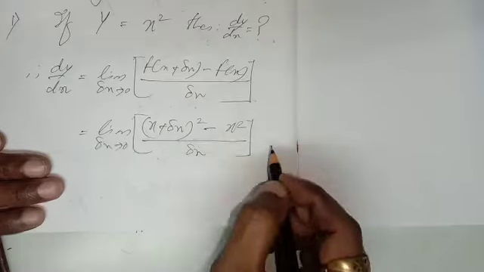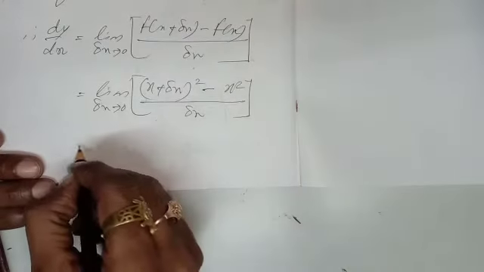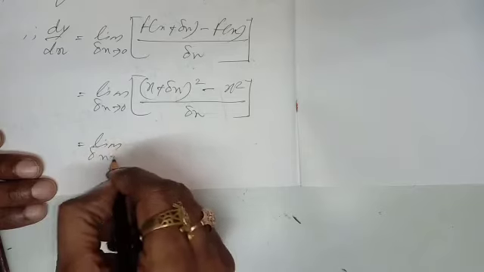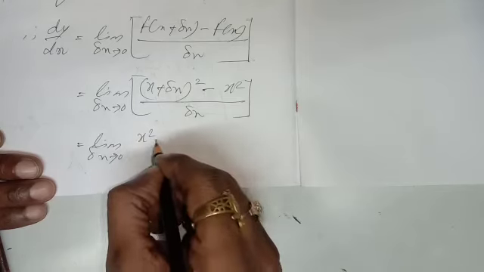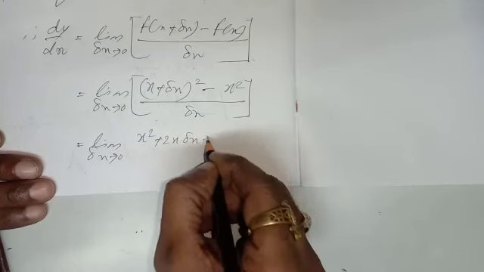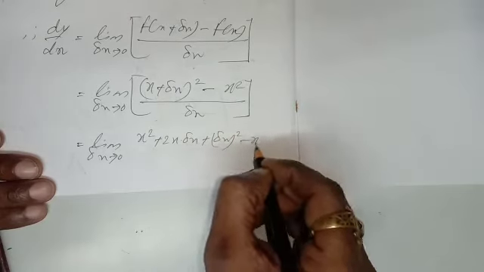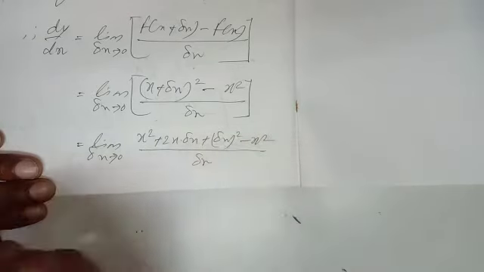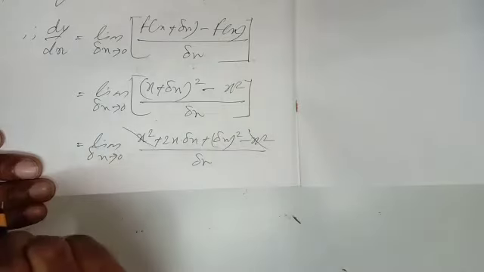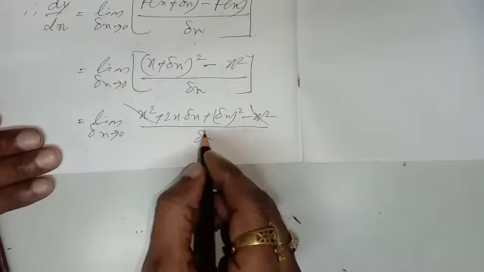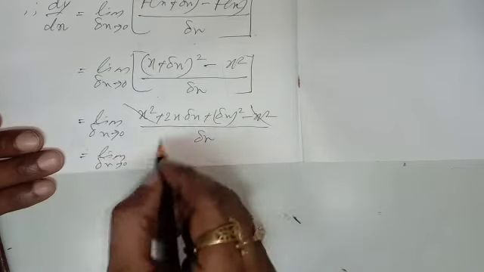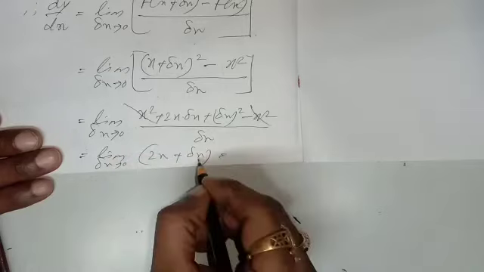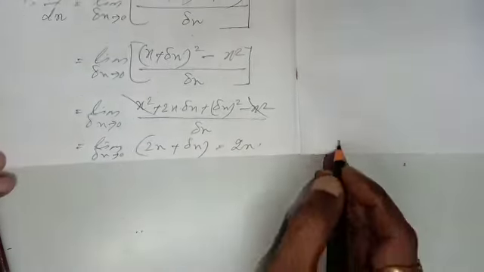After that, if we break x plus delta x like the a plus b whole square formula, applying the formula a plus b whole square, what is the result you will get? A square means x square, plus 2x delta x, plus delta x whole square, minus x square, by delta x. Now this x square minus x square cancels out. If I take delta x common, then one delta x will be cancelled out. What is left here? 2x plus delta x. Now if you put delta x equal to 0 here, the answer will be 2x.